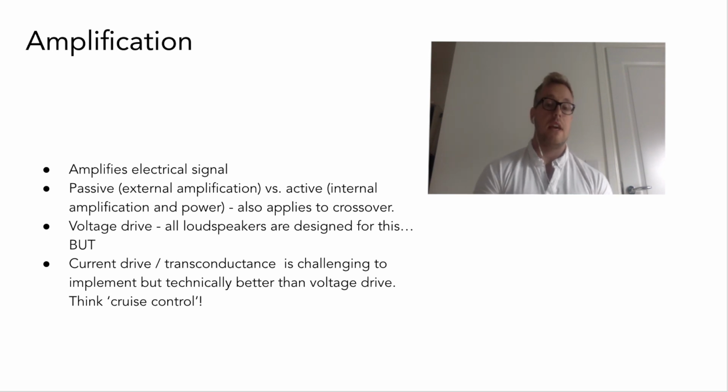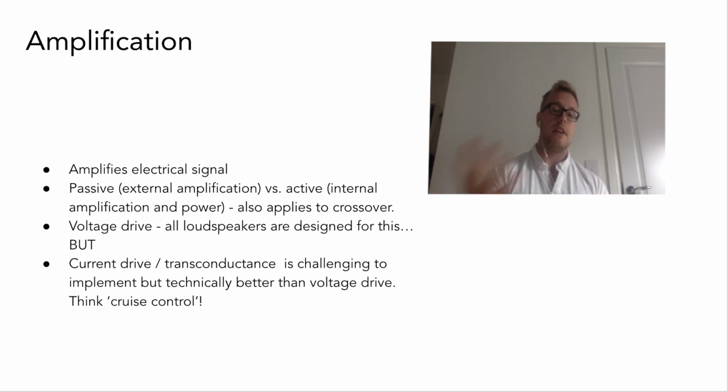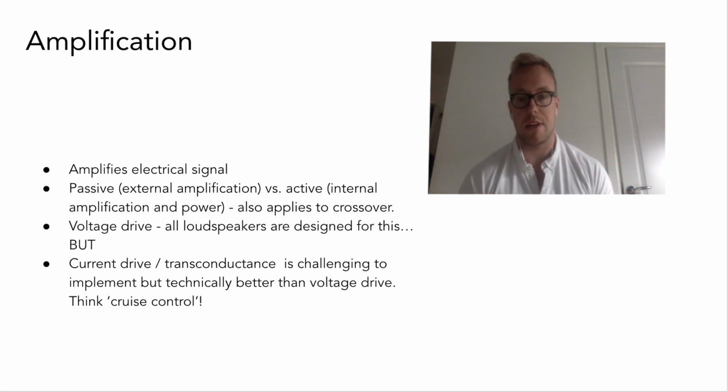There are two types of amplification, passive and active. Passive amplifiers or passive loudspeakers require amplifiers that are outside of the loudspeaker. So you would take the output of your CD player or whatever it is, and feed it into your external amplifier, and then your external amplifier will feed your passive loudspeaker.